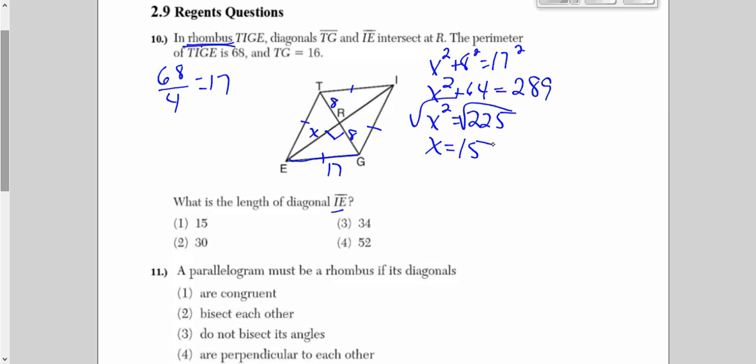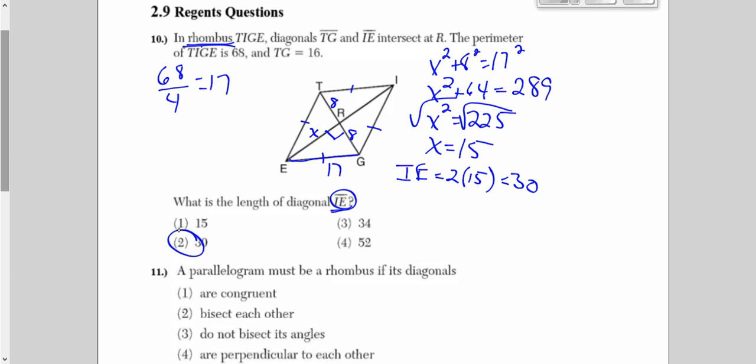Well, on that side, all right. They want IE, right? You have to be careful. So IE equals 2 times 15, which is what? 30. Okay? All right? Hey, by the way, did we have to do the Pythagorean theorem here?